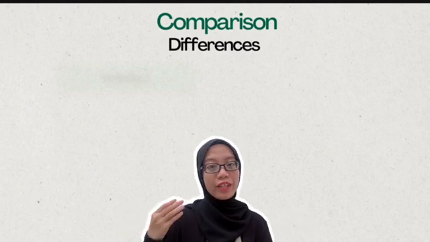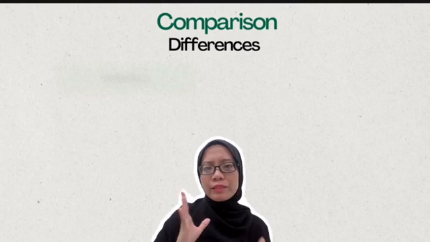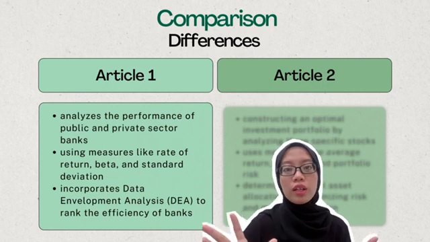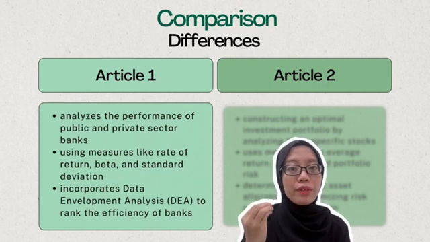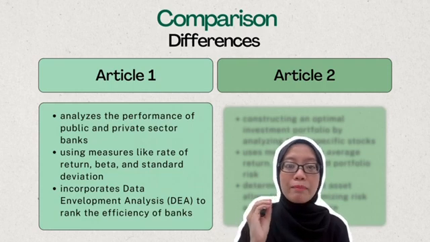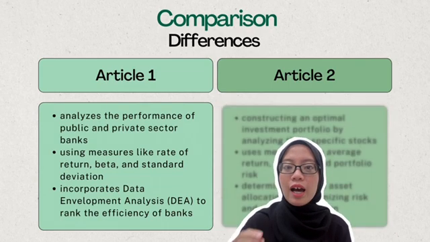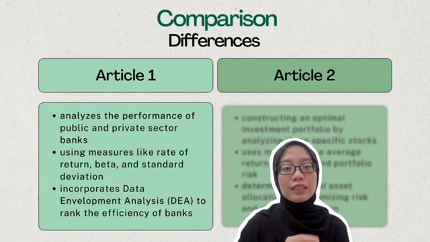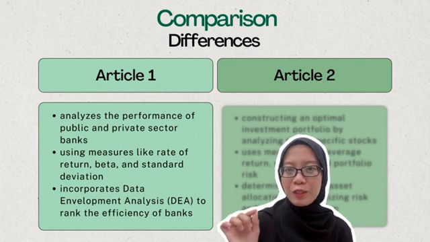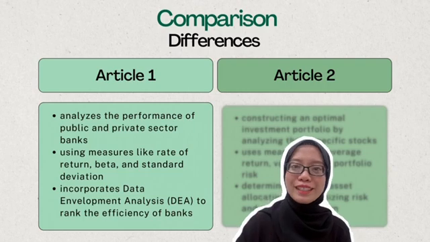Next, the difference of the article. Despite the common focus on risk and return analysis, the article differ in the specific objective and methodology. So, Article 1 by Van Kartesh et al. primarily analyze the performance of public and private sector banks listed in the Bank Nifty index using the measures like rates of return, beta, and the standard deviation to assess individual bank stocks. The study also incorporates data envelopment analysis (DEA) to rank the efficiency of banks based on their deposit per employees.